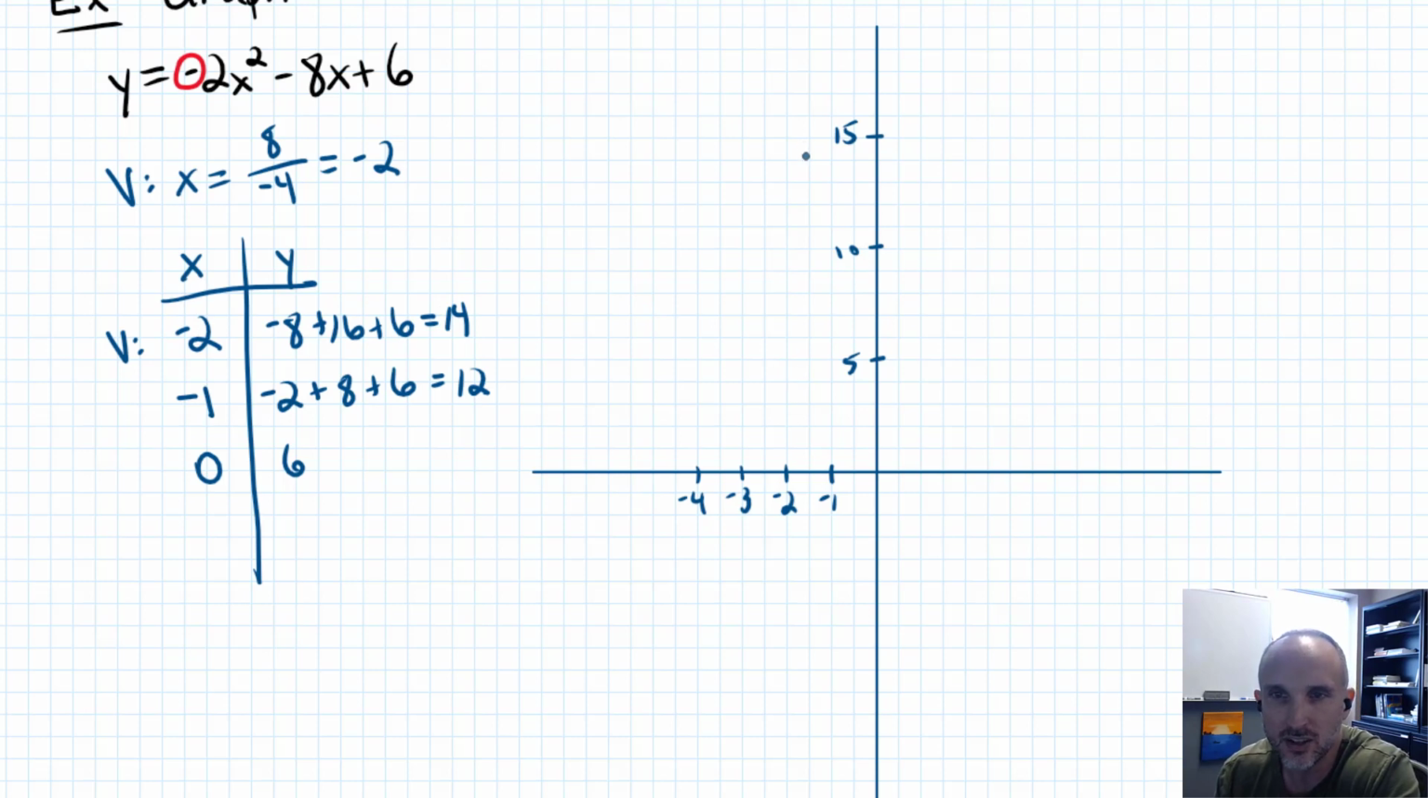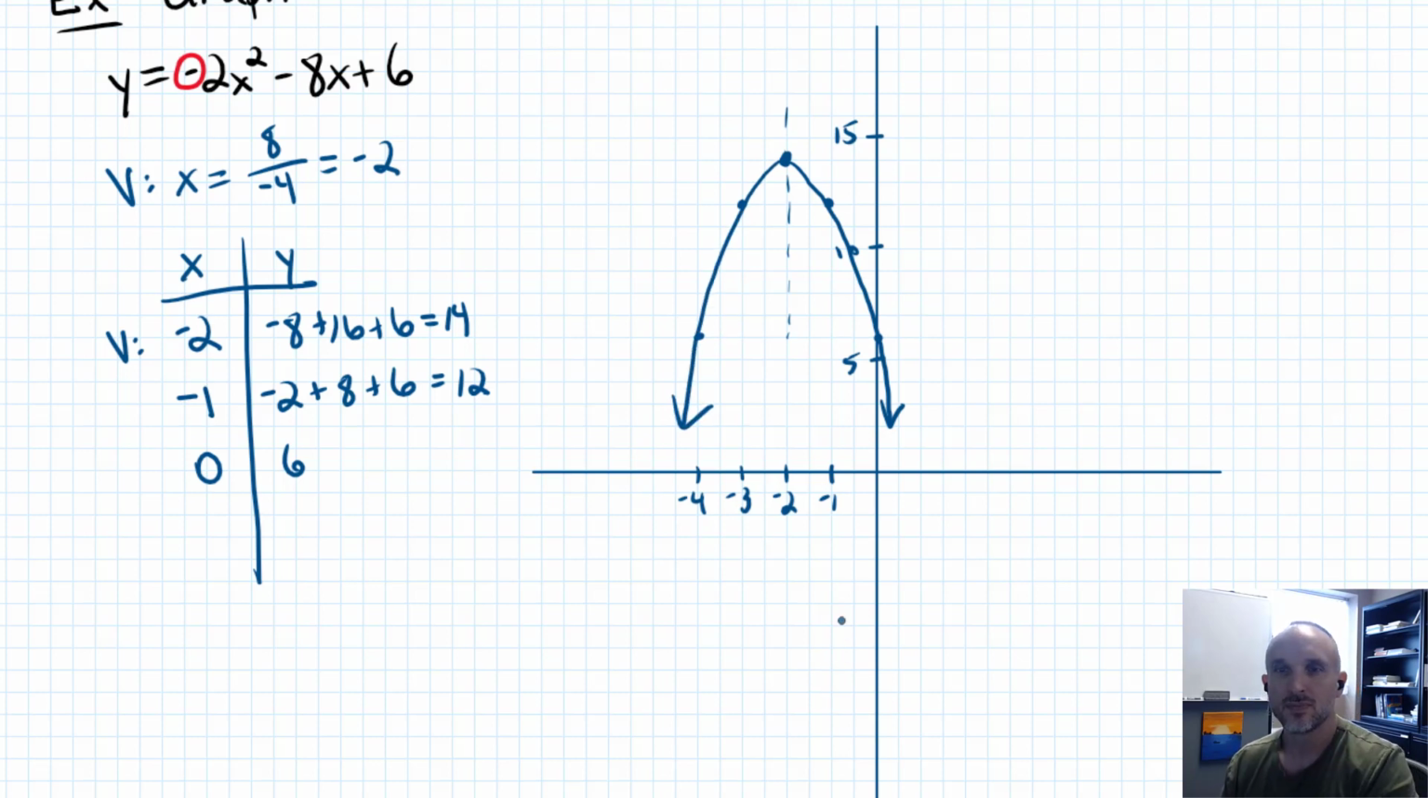That is up here. (Negative 1, 12) is right here. (0, 6) is right there. So the right side of my parabola looks something like this. And here's my axis of symmetry. So if I'm mirroring those points, it should look something like this. And there is our final parabola.